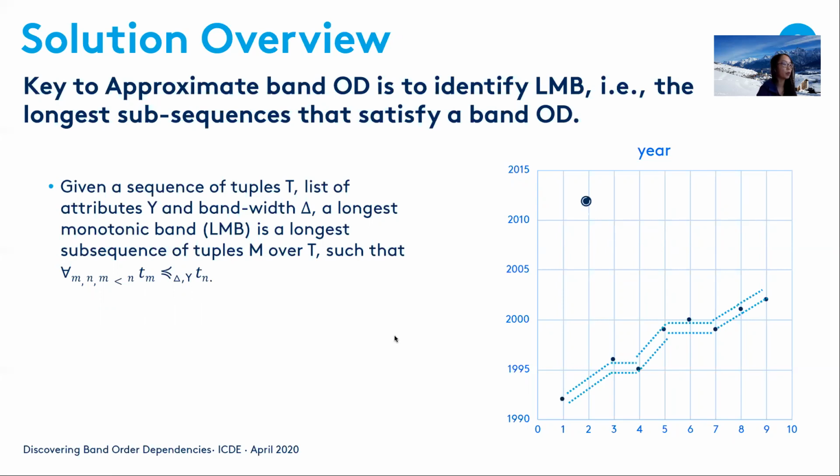Note that if we set delta equal to 0, such a longest monotonic band is also called a longest monotonic subsequence.